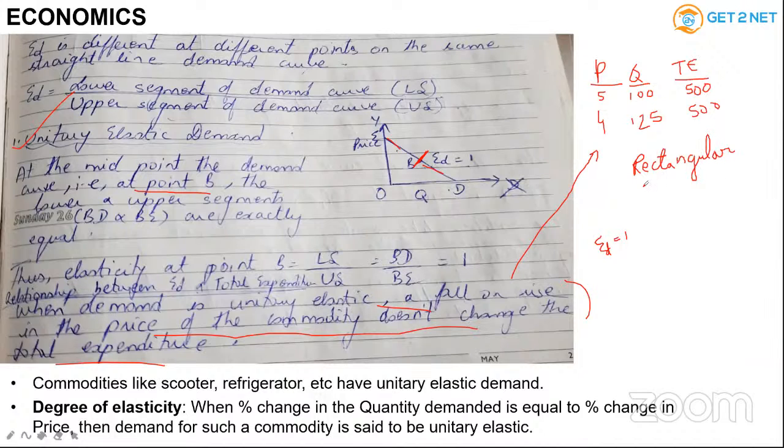Rectangular parabola. Now, what are the commodities that have unitary elastic demand? Scooter, refrigerator, all these types of commodities have unitary elastic demand. Now, degree of elasticity: when percentage change in quantity demanded is equal to percentage change in price. See, I have given you 3 cases in order to find out whether this particular example is unitary elastic or not.